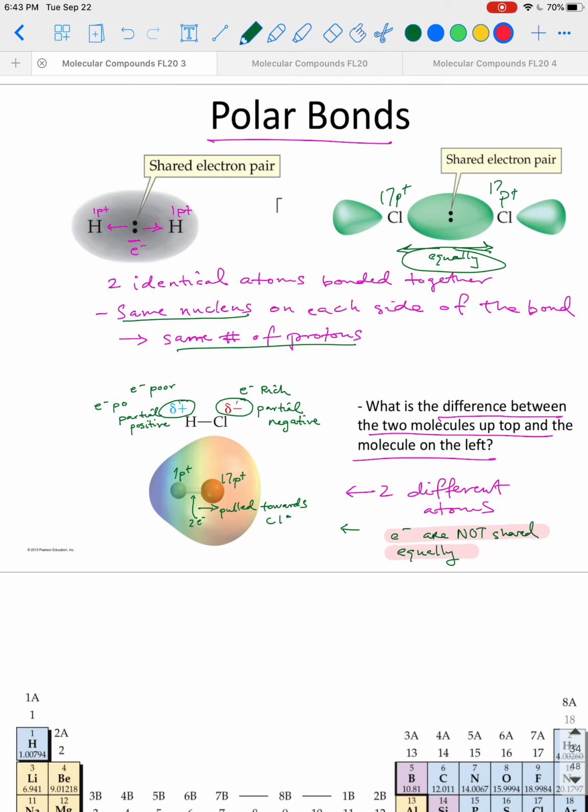Now, the molecule down here on the bottom, HCl, because it's two different elements and we have two different nuclei, we said these electrons are not being shared equally. Now, let me clarify something. Just because you have two different atoms in a bond does not mean you have a polar bond. What makes a bond polar is when the electrons are not shared equally. So when the electrons are pulled towards one side of the bond or towards one atom more than the other, that's what makes a bond polar.